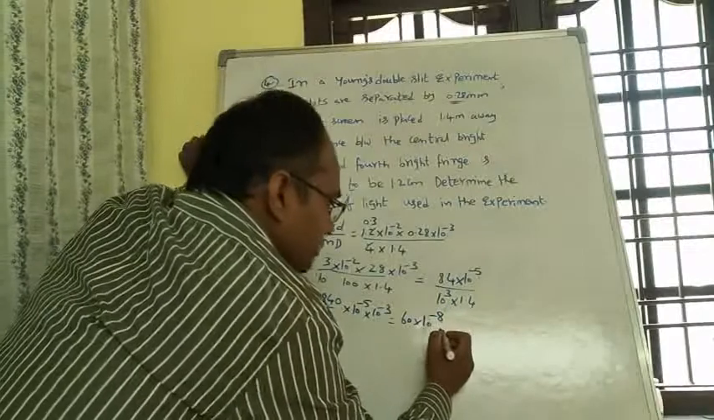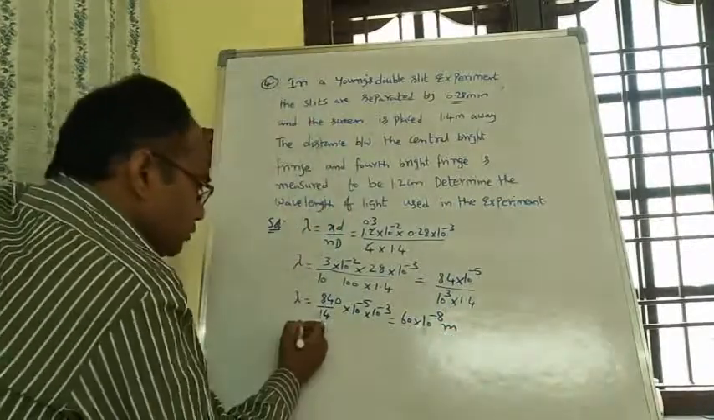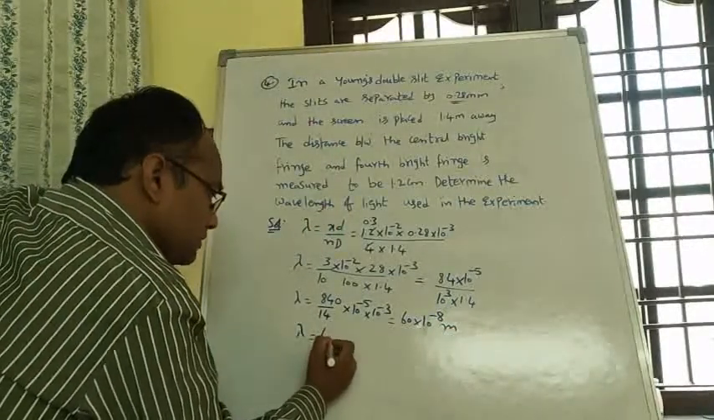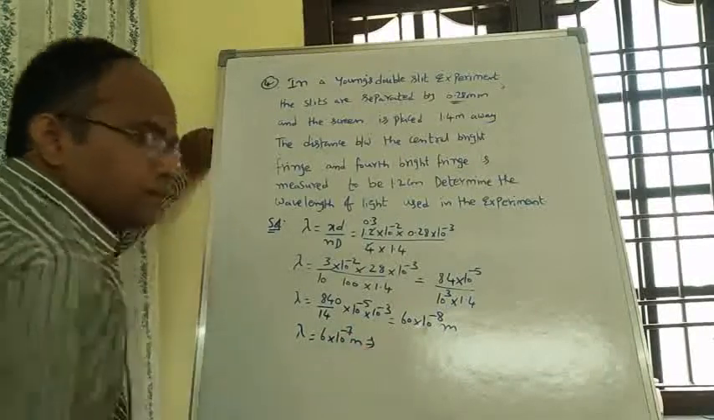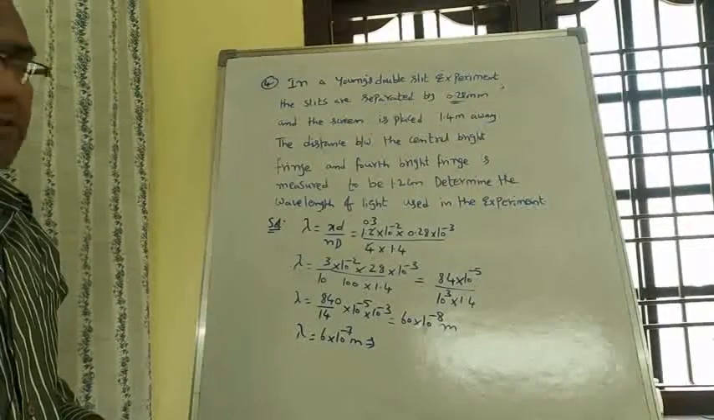So what is the value you should write? This is nothing but meter. So lambda is equal to 6 into 10 to the power of minus 7 meter.